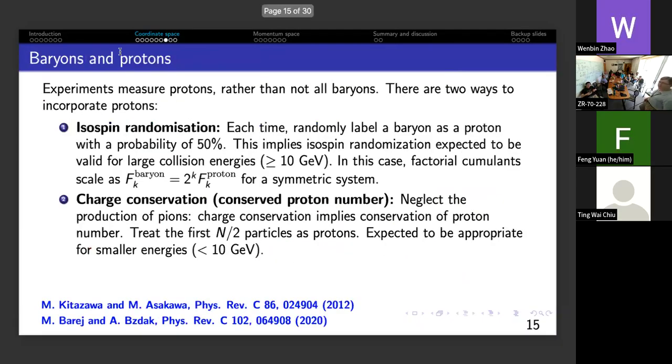Okay, so that's why we want to study the charge conservation for the protons, and we perform 2 scenarios of this study. The first is spin randomization, which means that we randomly choose how to divide the system each time for each event and average over these randomly chosen events. This is shown in the work of Kitazawa and is good for collisions above 10 GeV.